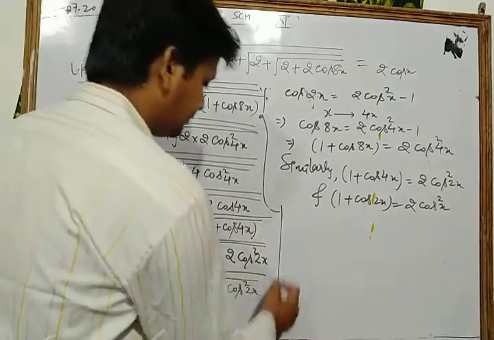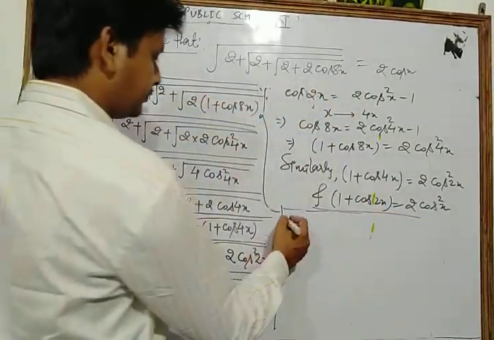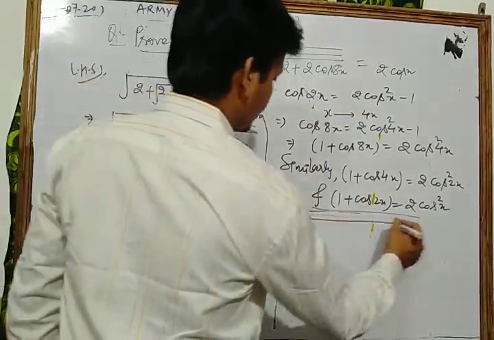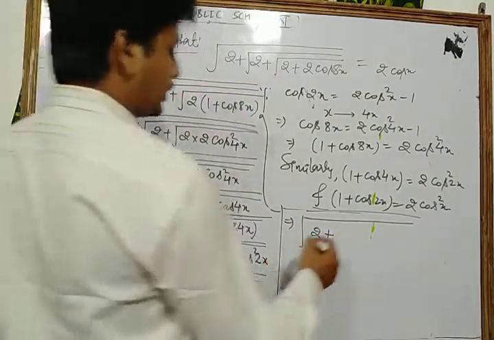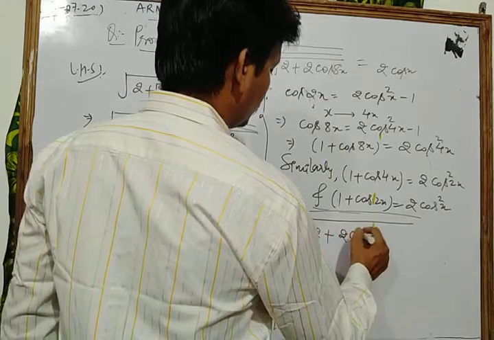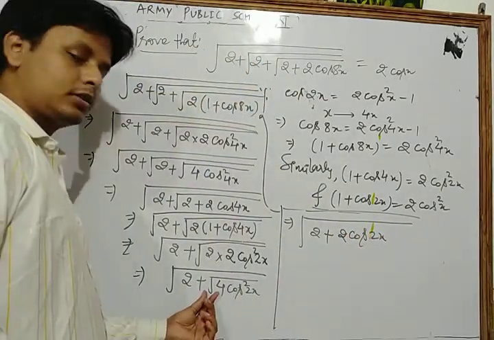Now let's see, here that is 2 plus, we take 2 cos 2x as common. So we reduce this surds also.